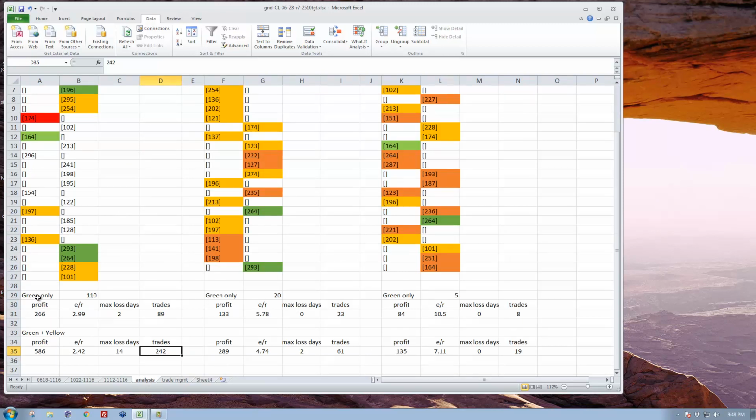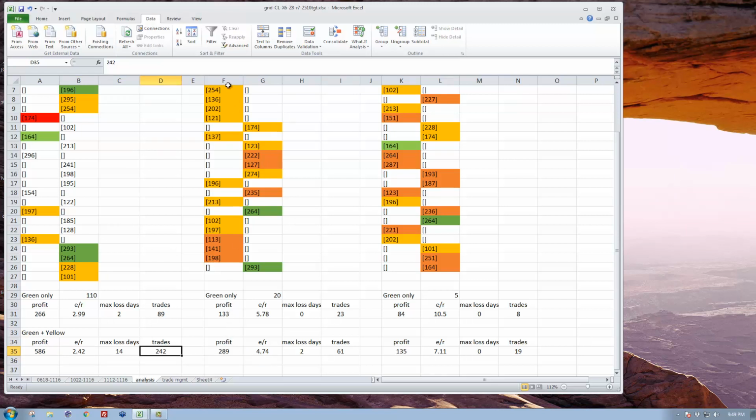So up here, green only, our ER was 299. Here we doubled the profit amount, tripled the number of trades. We had to triple the trades to do that. All right, still a decent ER. Okay, so you can calculate total gains by figuring out what your commissions are from that.